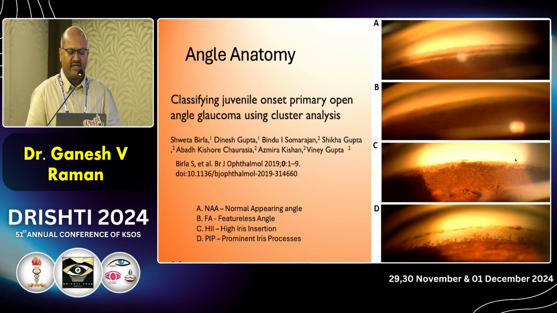The third one is the high iris insertion. This is again easily manageable, mainly because if you decompress the globe, you will find blood in the Schlemm's canal. So you can see where the trabecular meshwork is. And prominent iris processes are again easily identifiable. The trabecular meshwork behind that is easily identifiable. So these can be easily tackled. The most difficult ones are the featureless angles. So I would strongly recommend not to do SLT in these eyes or MIGS in these eyes.